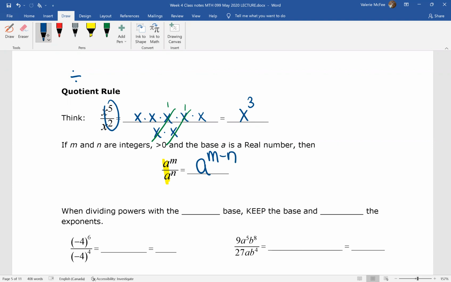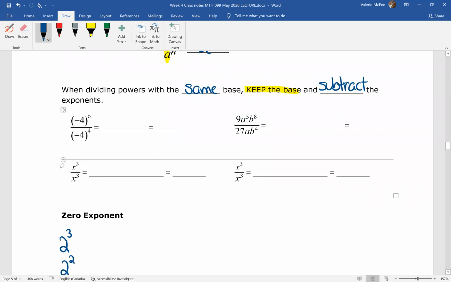So our rule, when dividing powers with the same base, keep the base, subtract the exponents. Let's look at some examples here. Remember, when our base is in brackets, we need to keep it in brackets. 6 minus 4 is 2. Negative 4 all squared, positive 16.